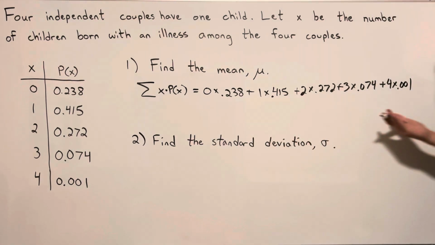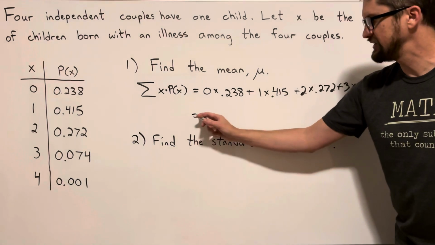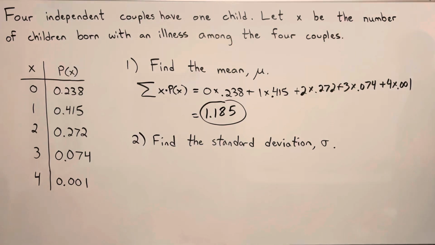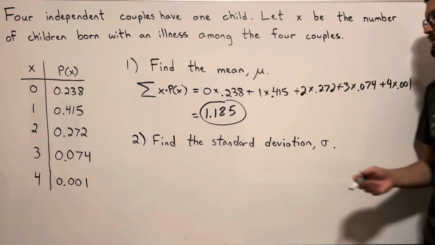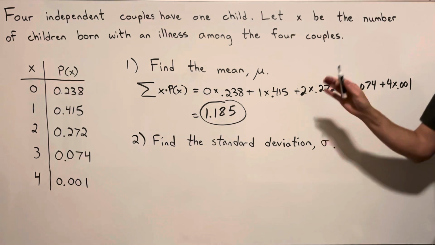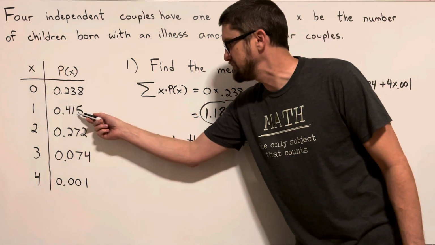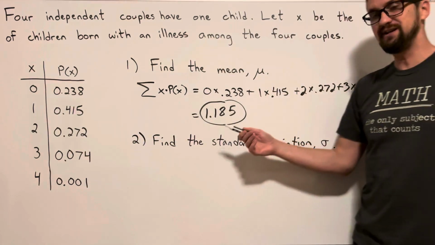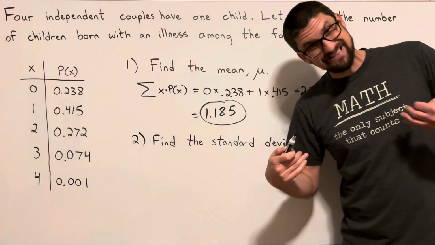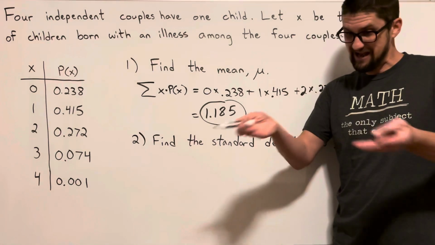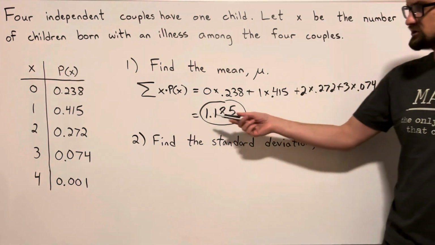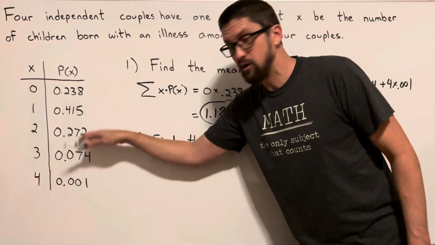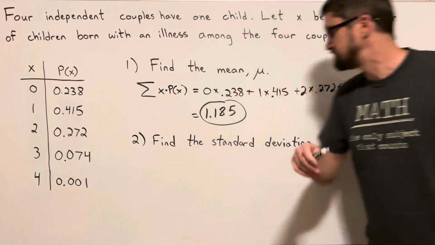And you can just plug that into the calculator and you'll get a value of 1.185. That is the mean of this situation, which makes sense if you think about it. The highest probability is 0.415, and that is an X value of 1. So the mean is the number of children we expect to see have the illness when I have 4 couples in front of me. And it's a little bit above 1, because if you look at 0.415, there's more probability below it than above it, so it's a little bit above 1.